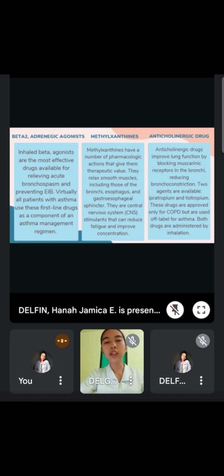The anticholinergic drugs. Anticholinergic drugs improve lung function by blocking muscarinic receptors in the bronchi, reducing bronchoconstriction. Two agents are available, ipratropium and tiotropium. These drugs are approved only for COPD, but are used off-label for asthma. Both drugs are administered by inhalation.